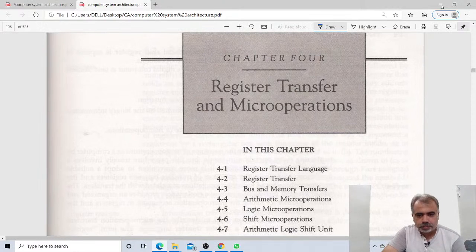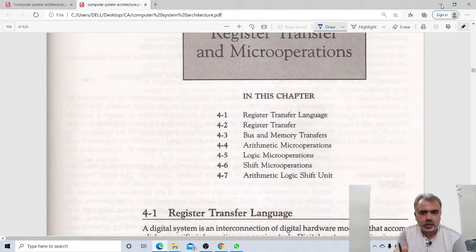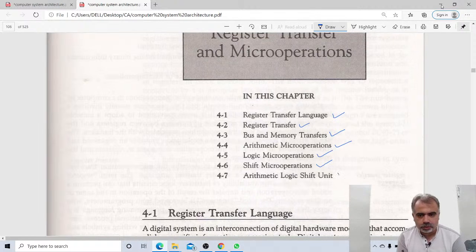See, this is the fourth chapter, and in this chapter, all the points are in your course. All the points ranging from the RTL, the register transfer, bus and memory transfer, arithmetic micro operation, logic micro operation, shift micro operation, and arithmetic logic shift. All these seven topics are in your course, and this is one of the very important chapters, and comprises almost 40% of your course. So almost 40% of your course is asked from this chapter only. So you have to thoroughly read this chapter.